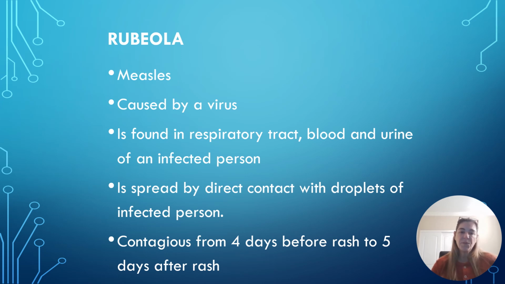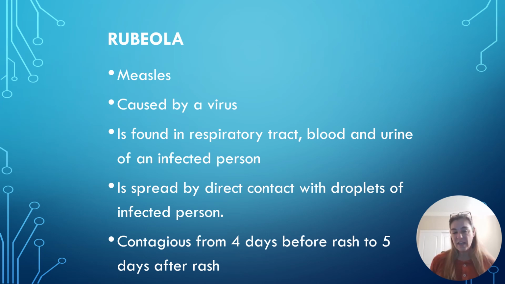Next, we're going to talk about rubeola, also known as measles. Rubeola is caused by a virus. It's found in the respiratory tract, blood, and urine of an infected person. It is spread by direct contact with droplets of that infected person, so it's respiratory, or through contact with their blood and urine.